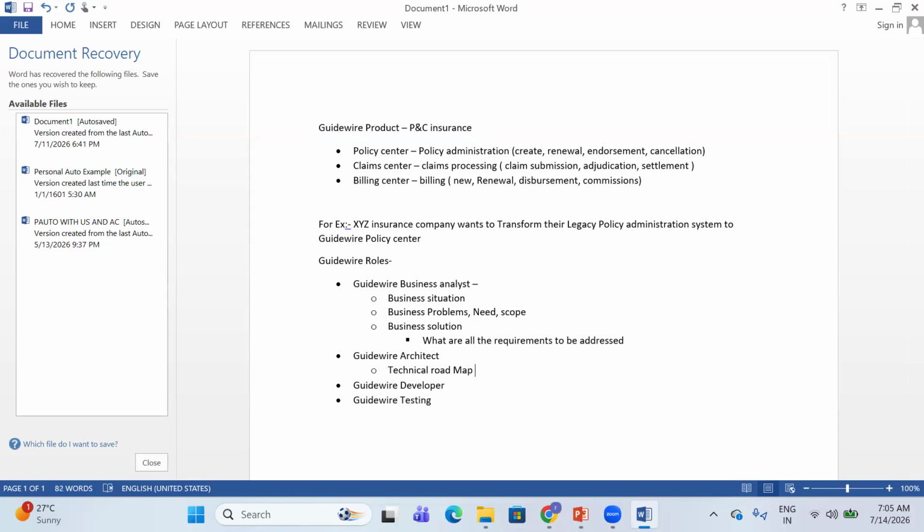Technical roadmap means the translation of non-functional requirements into solution-related architecture. This is all about what architects do, Guidewire architects we call them. Next, Guidewire developers are the people who develop the code for the functionalities, using Gosu programming. This is all the developers do.